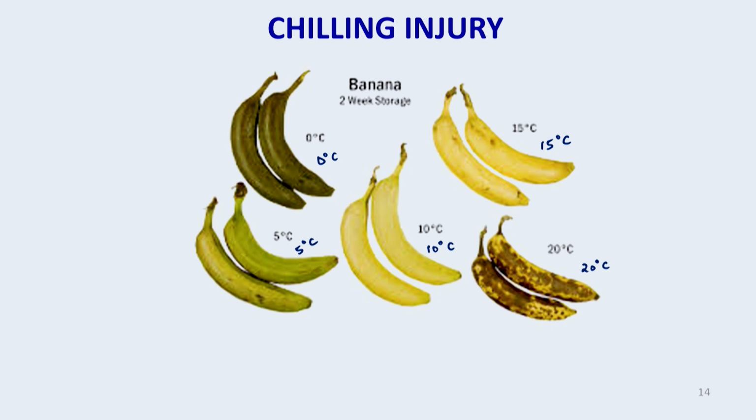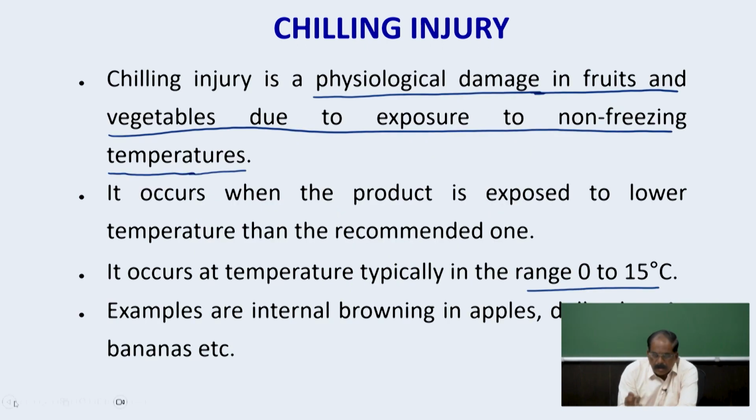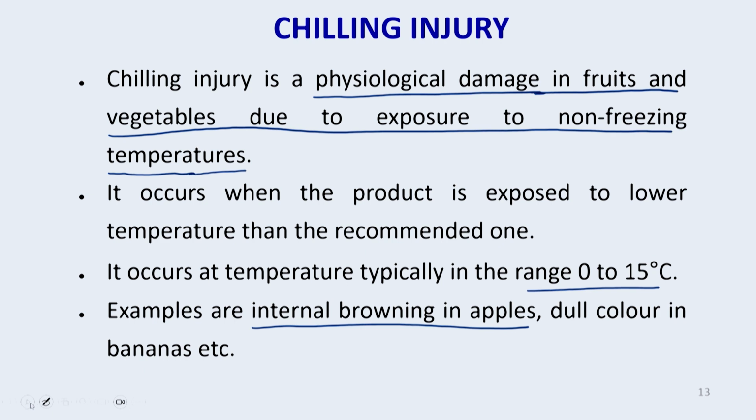Generally, at our homes, we don't use a refrigerator to store the bananas. Bananas are normally kept at the ambient temperature that is prevailing on that particular day. We can see as the temperature changes by 5 degrees from 20 to 0, the color changes, the dull color or the browning effect, especially in case of apples, internal browning, that is called internal browning in apples.